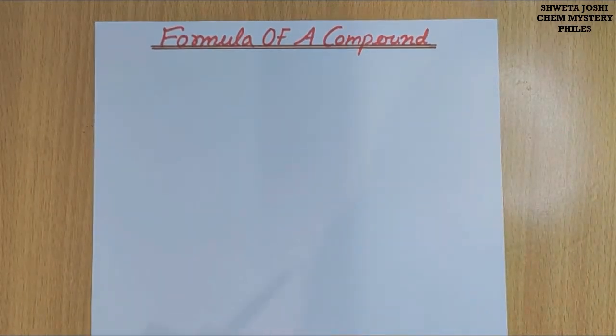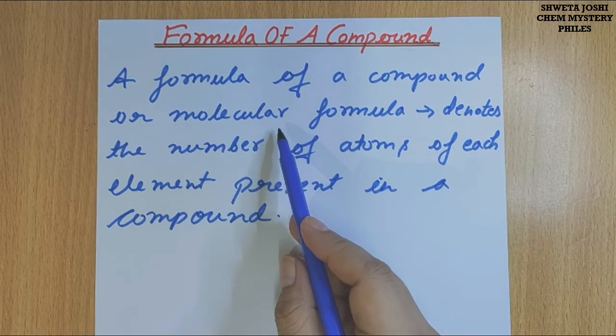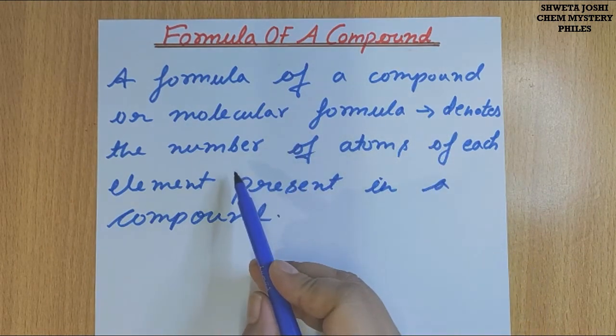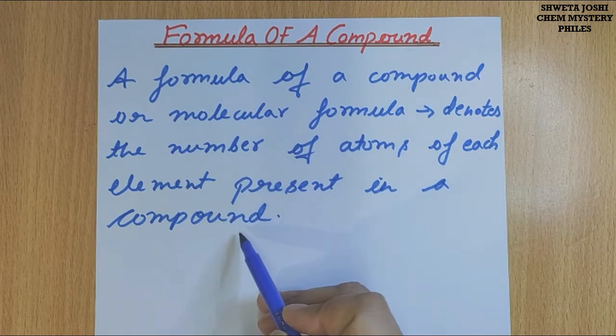So for a compound, a formula or a molecular formula denotes the number of atoms of each element which are present in a compound. So, a formula of a compound, which is also called a molecular formula, denotes the number of atoms of each element present in that particular compound. It gives information related to the number of atoms of the elements of which the compound is made up of.